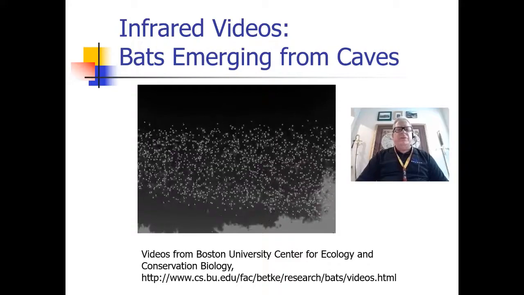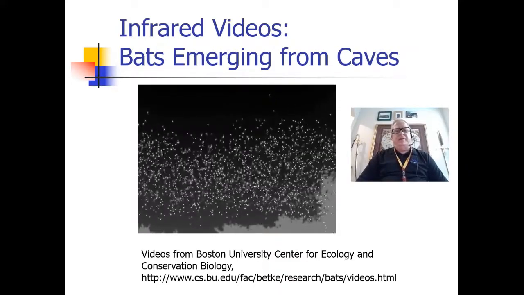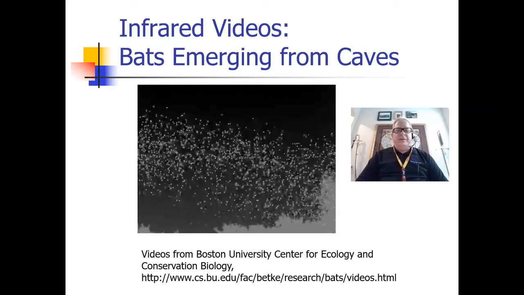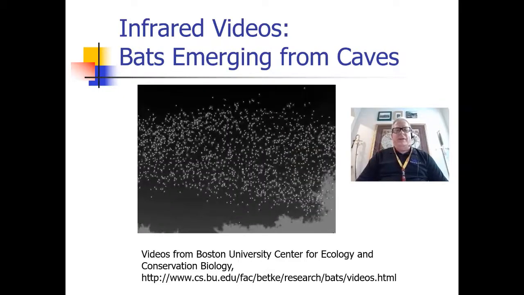This little video shows bats emerging from caves. Now, the bats are dark and it's dark outside, and so you might be wondering, well, how can they take a picture of the bats? Well, it's because the bats emit infrared radiation, same as you or I. Bats are mammals, are warm-blooded. Anything at room temperature, thereabouts, is going to emit infrared radiation of some kind.